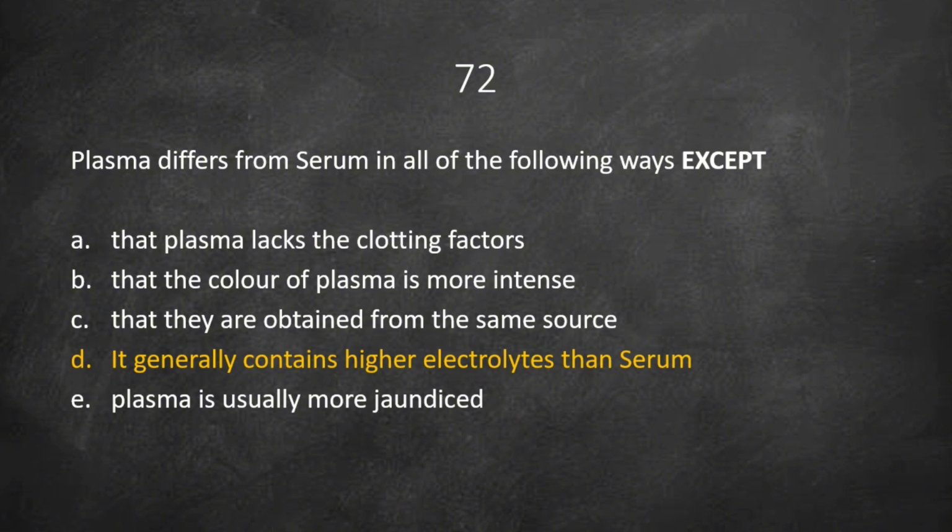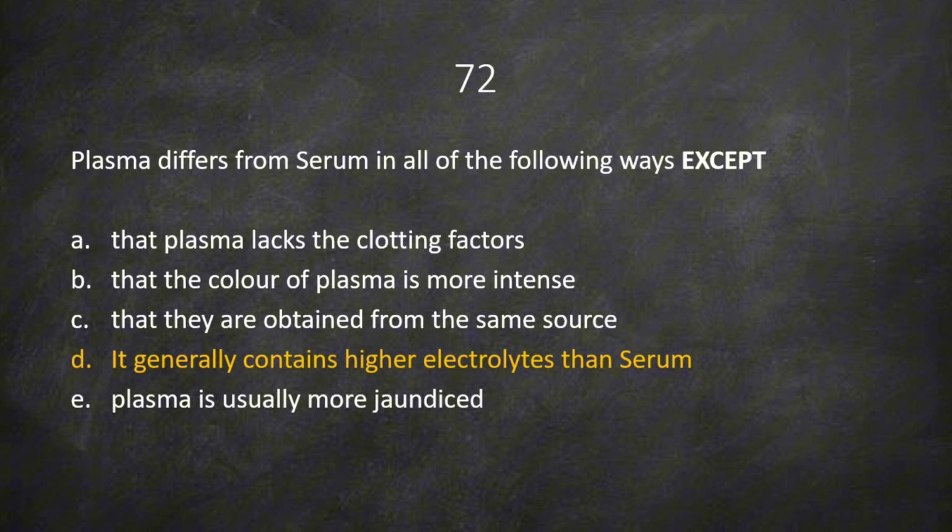This is correct. So plasma is often slightly more yellow than serum because it contains fibrinogen, another plasma protein that can affect its color. However, the difference in color is generally subtle, so that's why we can use this answer. We can depend on this answer.